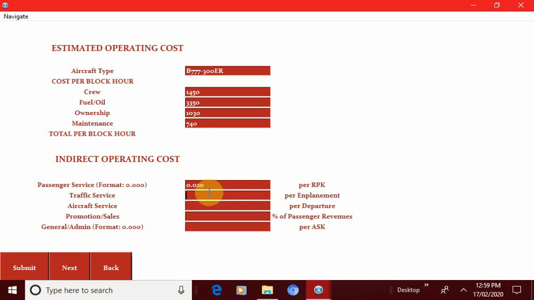Traffic service is $25 per enplanement. Then service is 2,000, aircraft service is $2,200 per departure. Promotion and sales, let's take 9%. And general admin per ASK, let's take it as 0.002. So these are the figures we input, and total per block hour will be calculated.